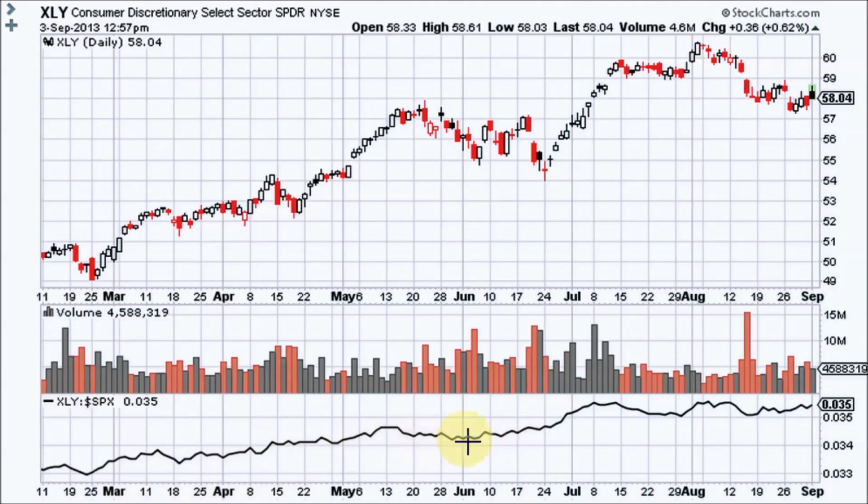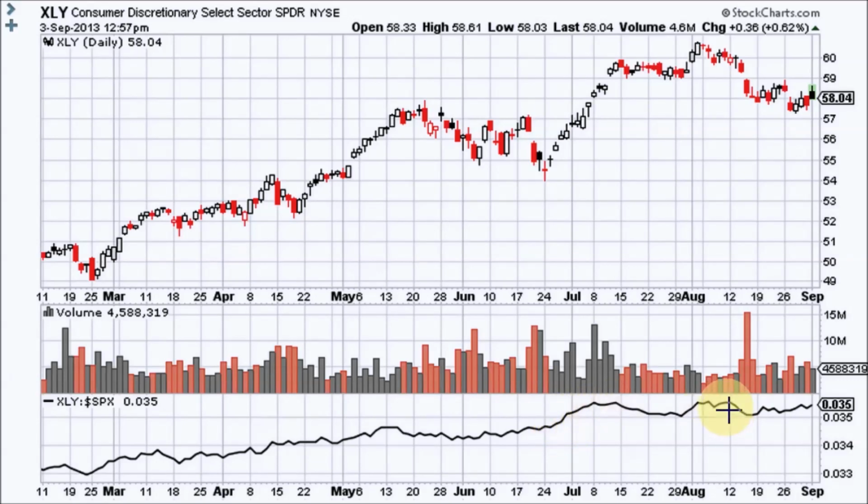It's basically running flat with it here. And when price relative goes up, that means whatever ticker you have here is outperforming the S&P 500. When the line of price relative goes down, that means that XLY is underperforming the S&P 500. So right here, it looks very strong. Like right here, there was resistance and it broke out above it. That means that XLY was outperforming the S&P 500 by quite a bit here.